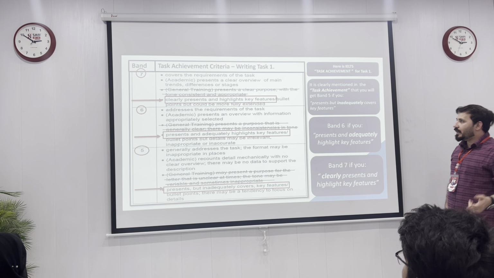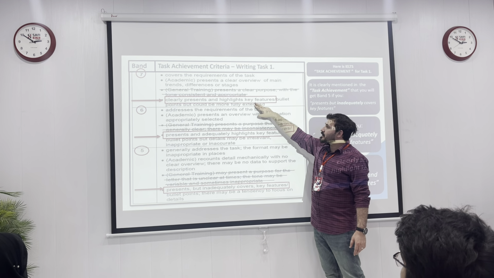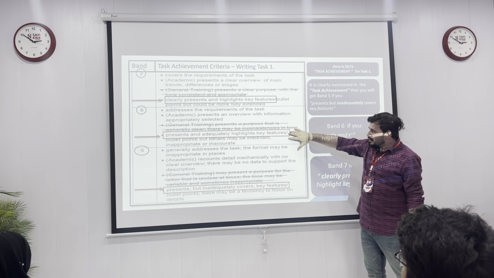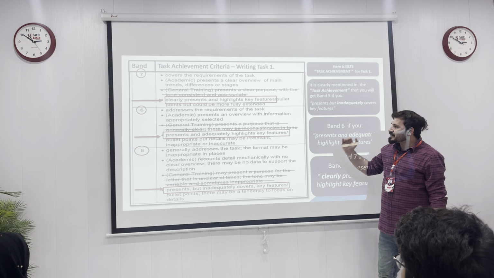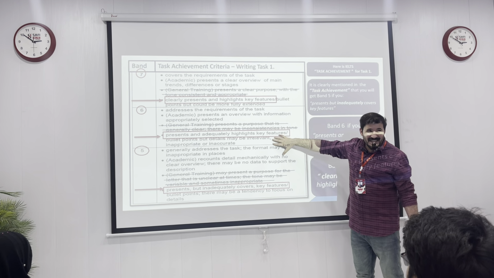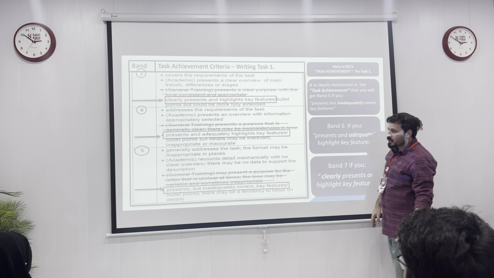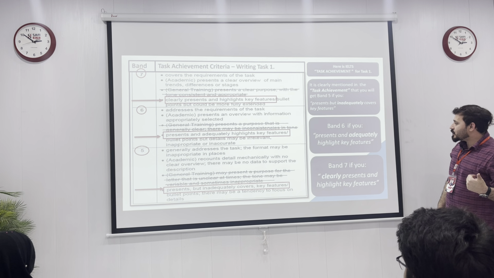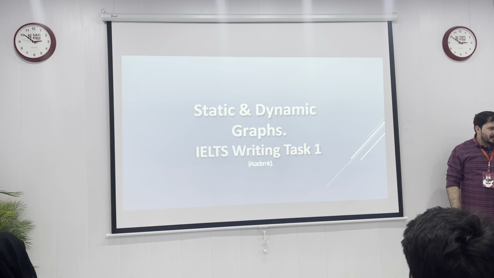Then, if you come to this point, it says clearly presents and highlights key features. What are the key features? We need to understand what the key features are. But for band 6, it presents and adequately highlights key features. You highlight some of the key features, but here you don't highlight them that much. That's why you get band 6. And here, if you come to this, it presents but not sufficiently clearly. You present your idea but not sufficiently, so that's why you get a lower band in IELTS.